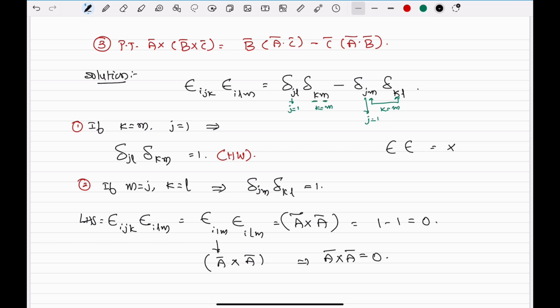Here J is equal to 1 and M is equal to J, that M is equal to M we will keep. K is equal to L, here we can keep. One minus 1 is equal to 0. I1M, ILM, that is equal to 0.